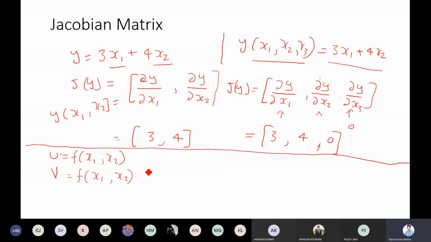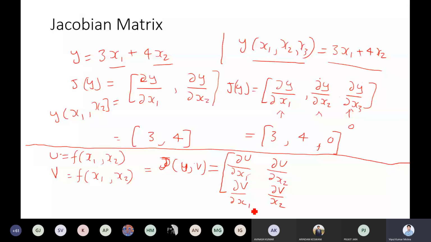Now if you want the Jacobian of u comma v both together, then it will become the partial derivative of u with respect to x1, the partial derivative of v with respect to x1, the partial derivative of u with respect to x2, and the partial derivative of v with respect to x2.